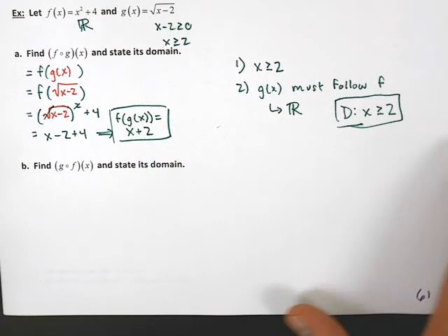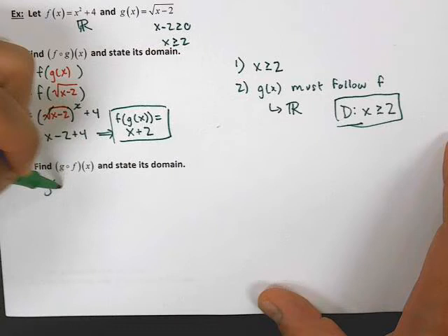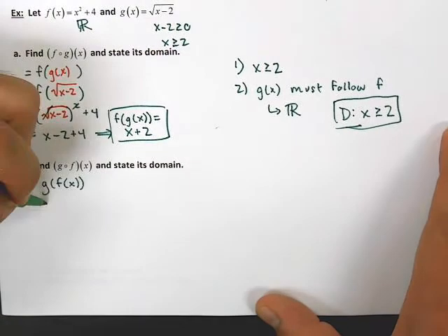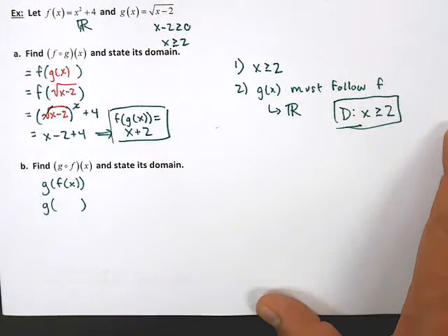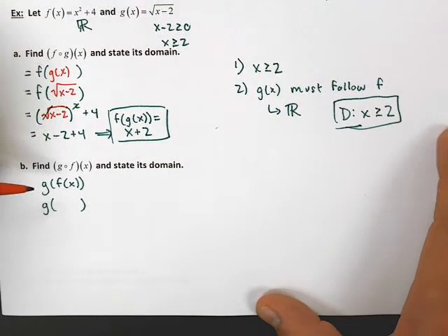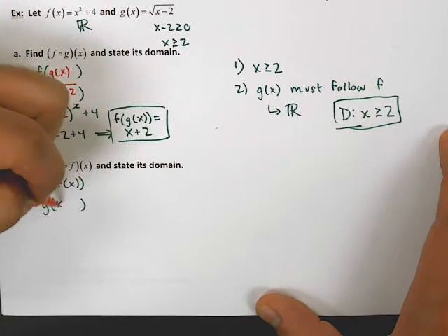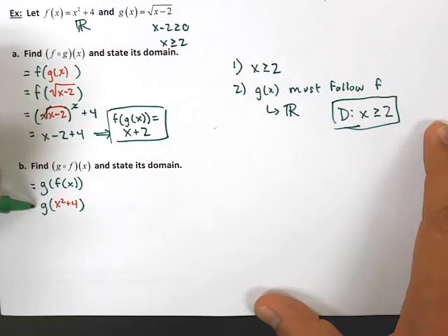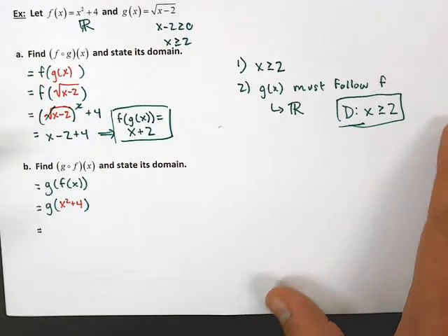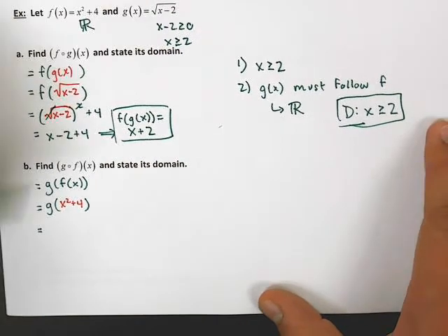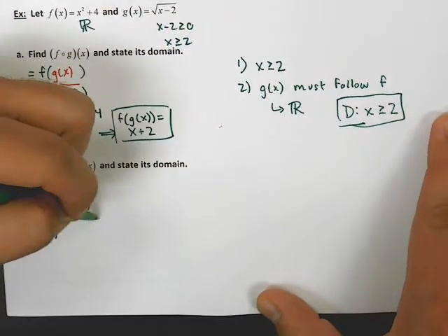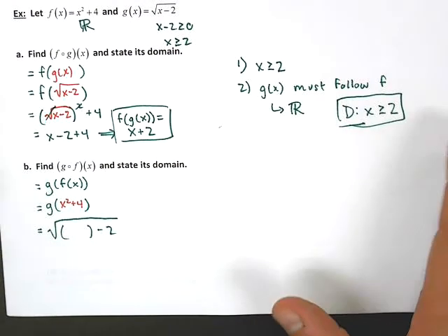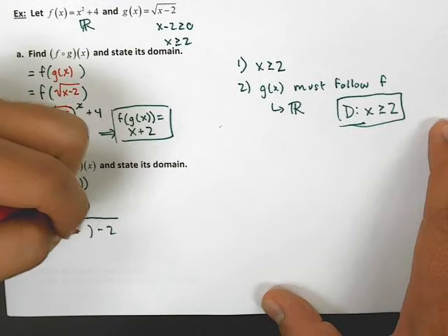We move on. This next part b is basically the same thing, but flipped, which means it'll be completely different. Alright, g of f of x. Okay, so now what are we saying? f of x is x squared plus 4. And we know that our g function states what? Square root of the input minus 2. So square root of the input minus 2, with x squared plus 4 as the input.